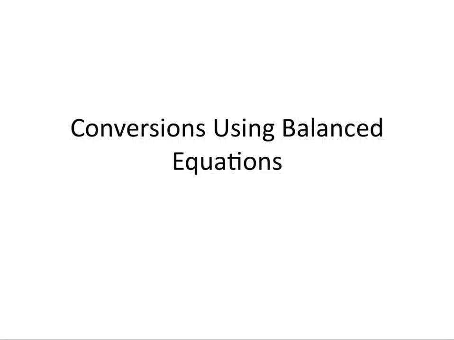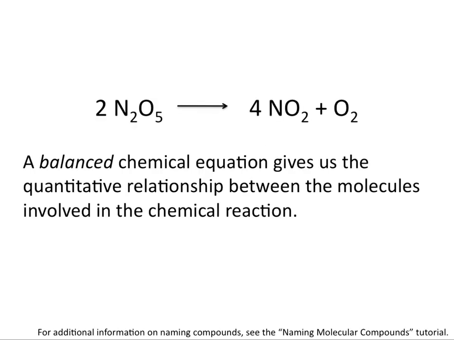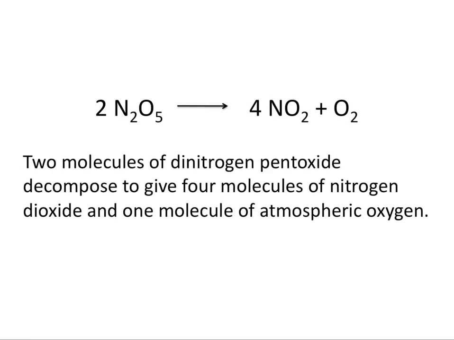This tutorial is on conversions using balanced equations. A balanced chemical equation gives us the quantitative relationship between the molecules involved in the chemical reaction. So for example, this reaction tells us that 2 molecules of dinitrogen pentoxide decompose to give 4 molecules of nitrogen dioxide and 1 molecule of atmospheric oxygen.